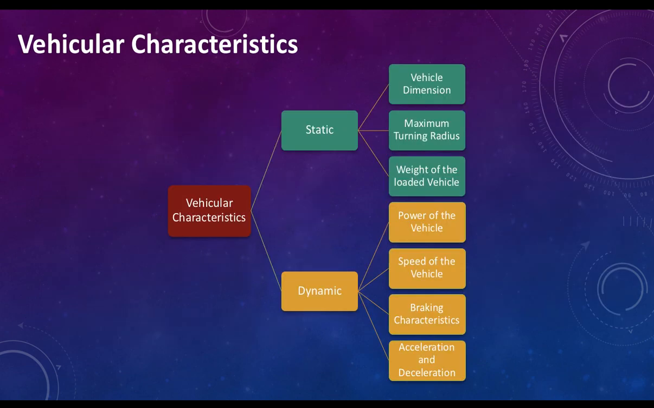Next, vehicular characteristics. In vehicular characteristics we have two: one is static and another one is dynamic. Coming to static, we have vehicle dimension, maximum turning radius, and weight of the loaded vehicle. Coming to dynamic, we have power of the vehicle, speed of the vehicle, braking characteristics, and acceleration and deceleration. We all know static means not moving, and dynamic means moving.